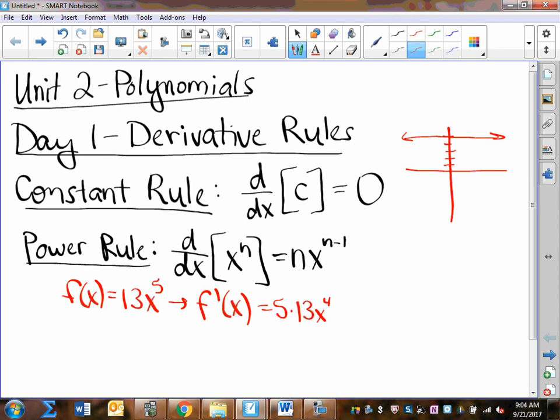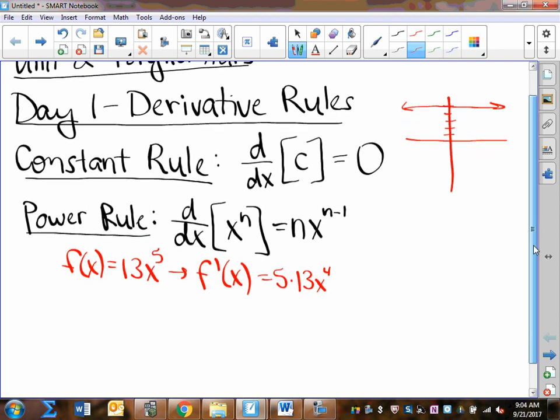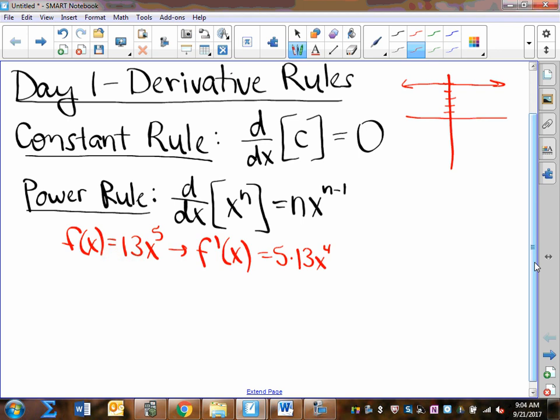But I don't like giving that gift to you because I feel like it's bad to not simplify. But it's good for the AP exam, so we'll practice in that fashion. Okay, questions with the power rule? Okay. So now let's take a look at our sum and difference rule.